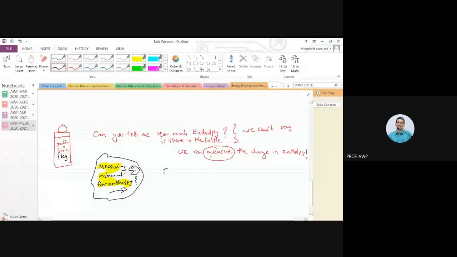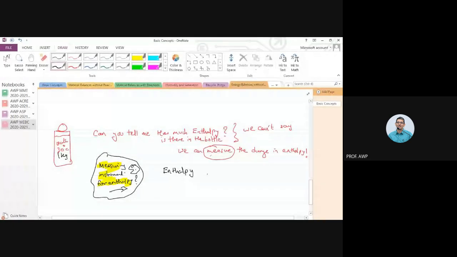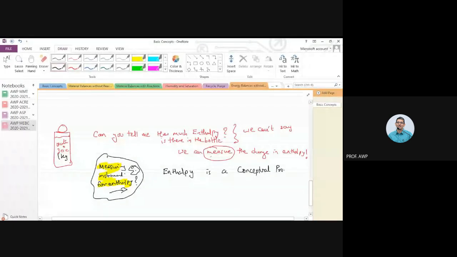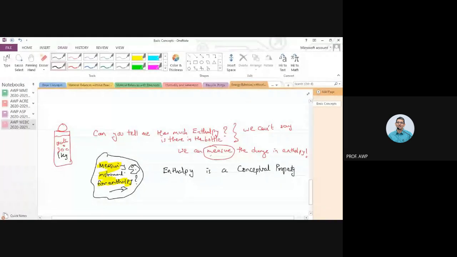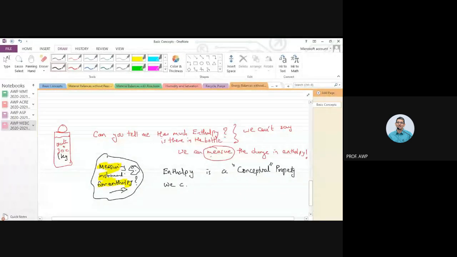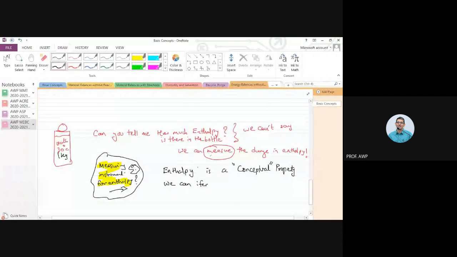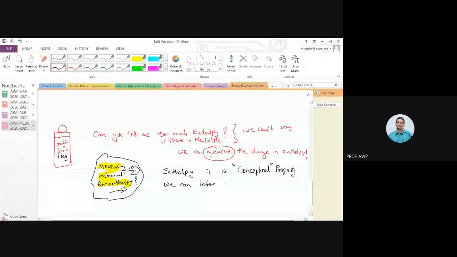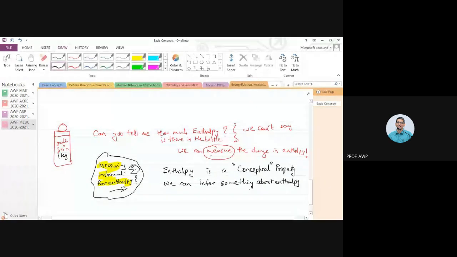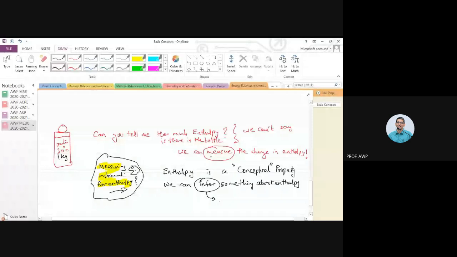Enthalpy is a conceptual property. We can infer something about enthalpy. How can we infer? We can infer something about enthalpy by measuring temperature.